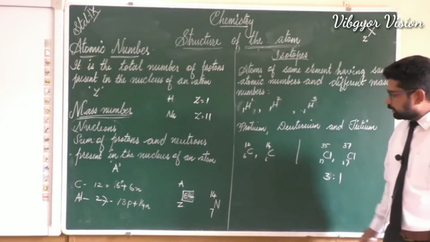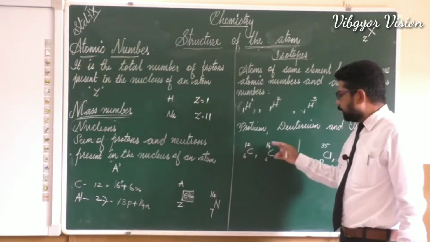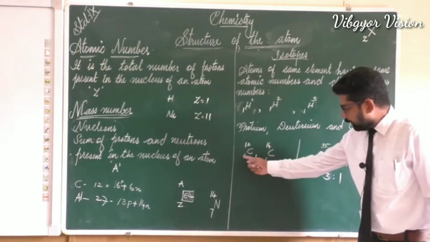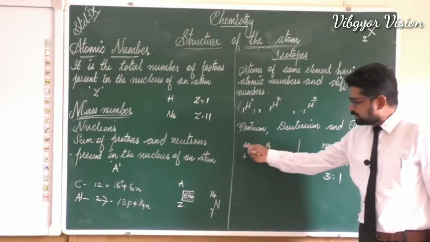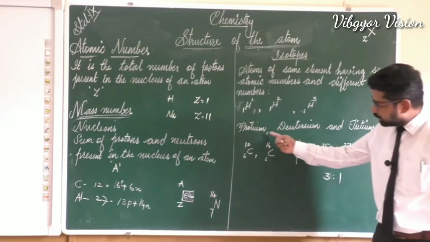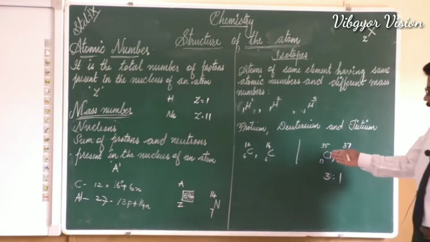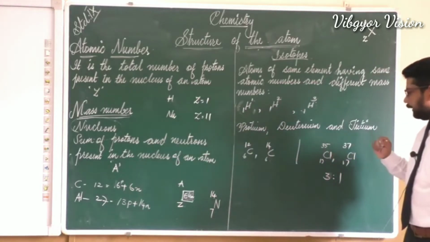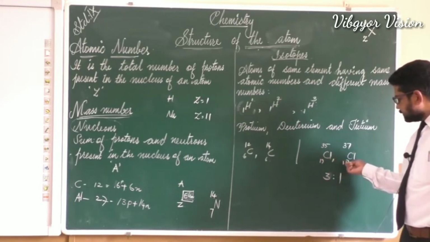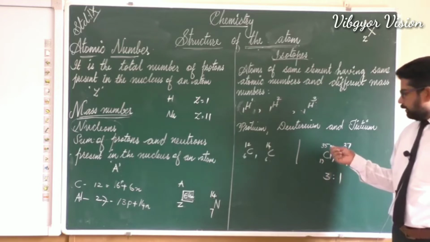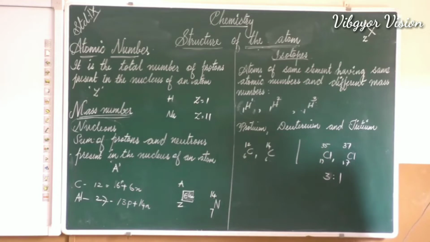Now let us take another example, carbon. Carbon has mainly two isotopes, carbon 12 and carbon 14. The atomic number we have written is the same, 6 and here also 6, but the mass numbers are different. This is also an example of isotopes. And here, chlorine 35 and chlorine 37. The atomic numbers are the same, in both cases 17, but the mass number in the first case is 35 and in the second case it is 37.